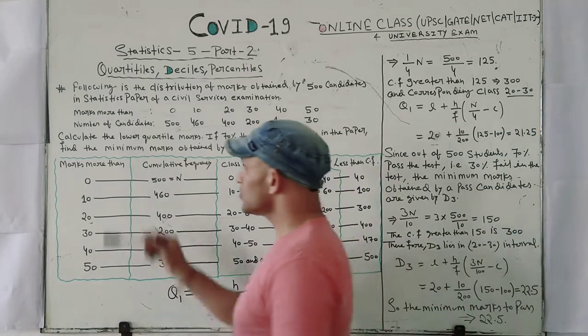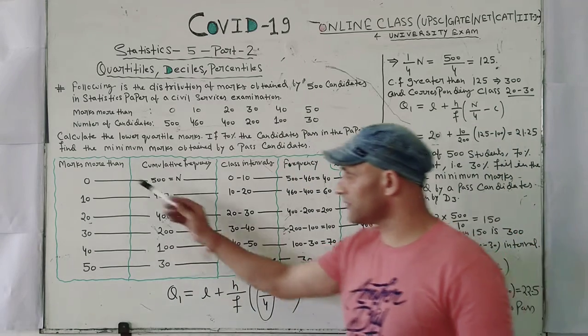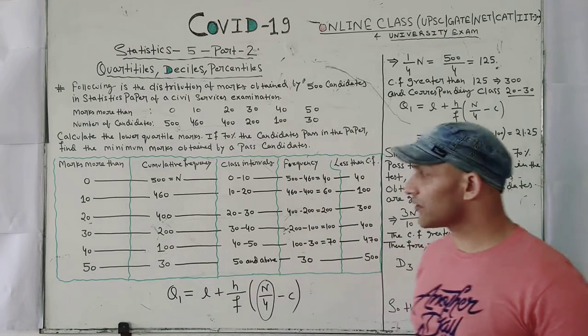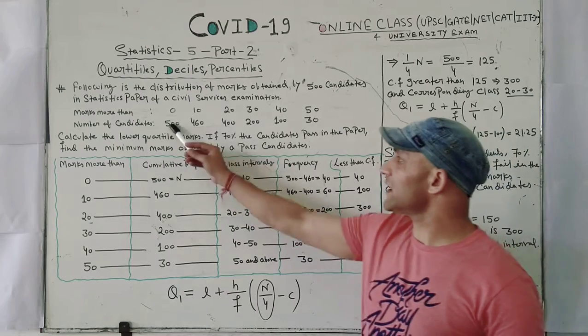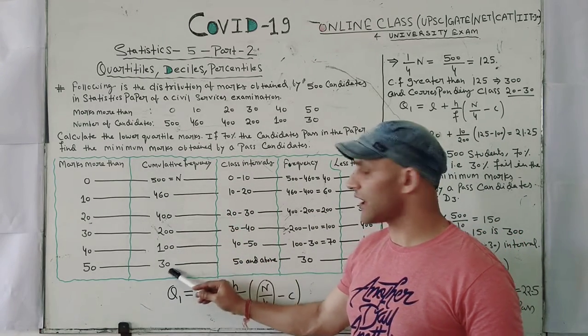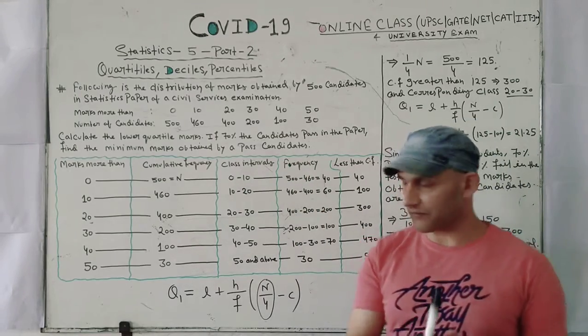After that we have the table. Marks more than 0, 10, 20, 30, 40, 50. The cumulative frequency is 500, 460, 400, 200, 100 and 30. This data they have given us. Now we will find the class intervals.